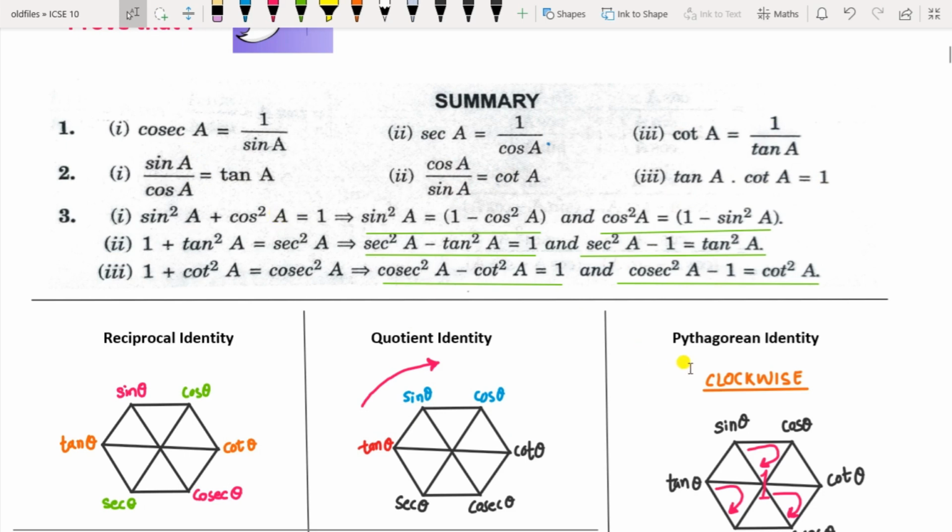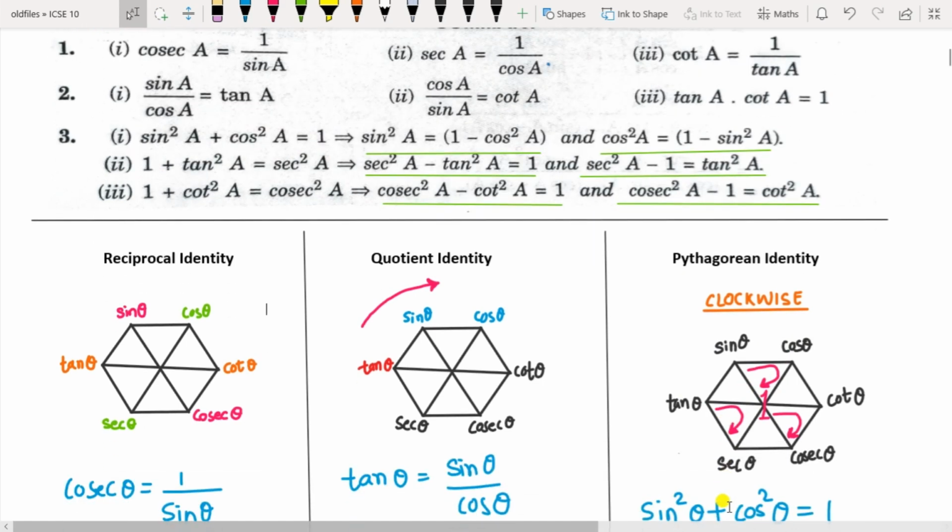Then comes the third, the Pythagorean identity. So this is sine square a plus cos square a equal to 1. Then 1 plus tan square a, or tan square a plus 1, equal to sec square a, and in this case it is 1 plus cot square a equal to cosec square a. And from these three main formulas you can evaluate these two formulas further. The video that I have shared in the I link will give you detailed knowledge of evaluating the formulas, so it is very important to go through that video first.